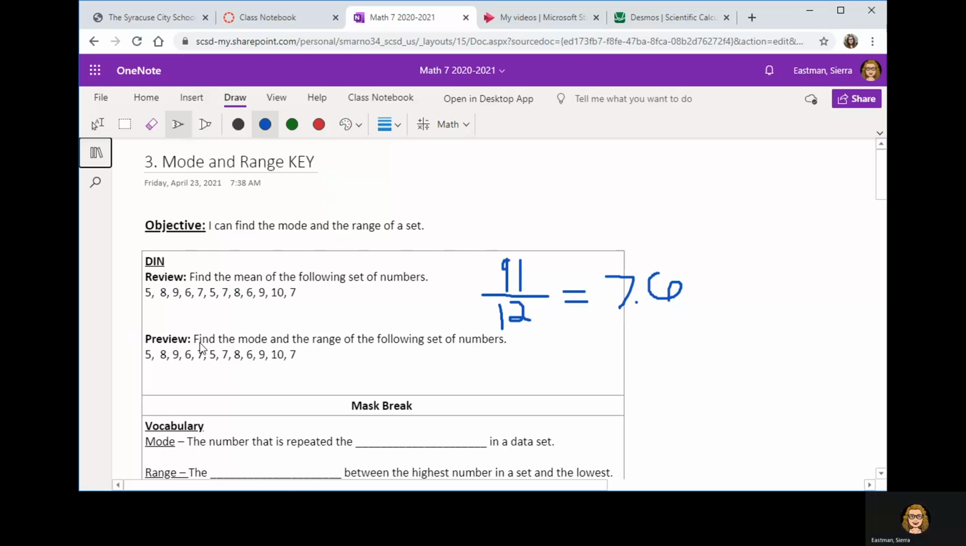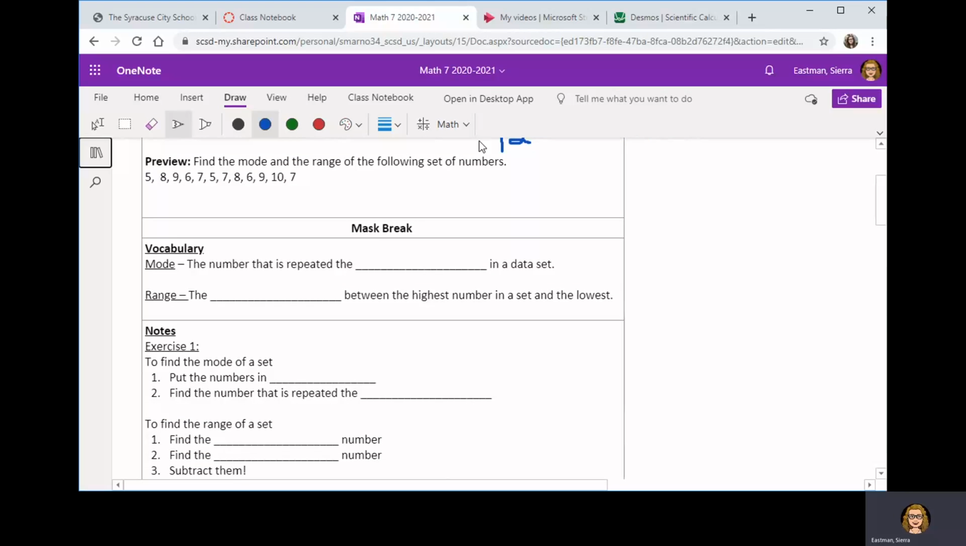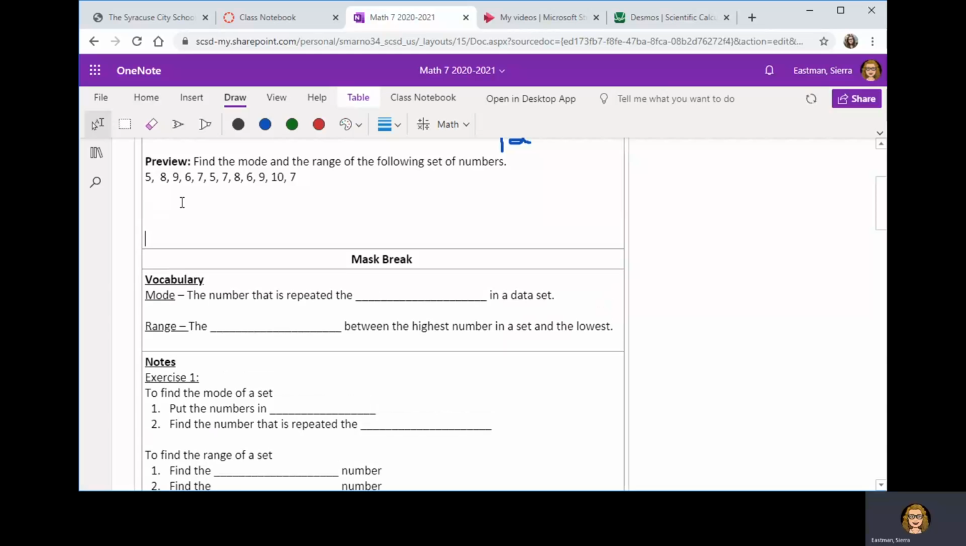Awesome. For the preview question, let's go ahead and learn how to find the mode and the range of a set. And for this one, just like when we did our median, you do want to put them in order. You don't necessarily have to, but it does help a little bit. So that's what I'm going to go ahead and do for this one. We're going to put our 5 5s. I see 2 6s, 3 7s, 2 8s, 2 9s, and a 10.